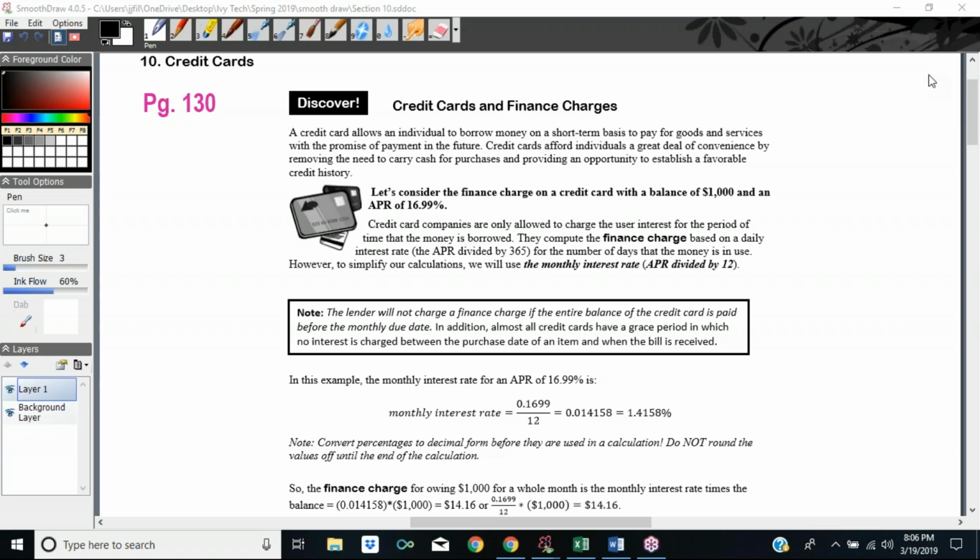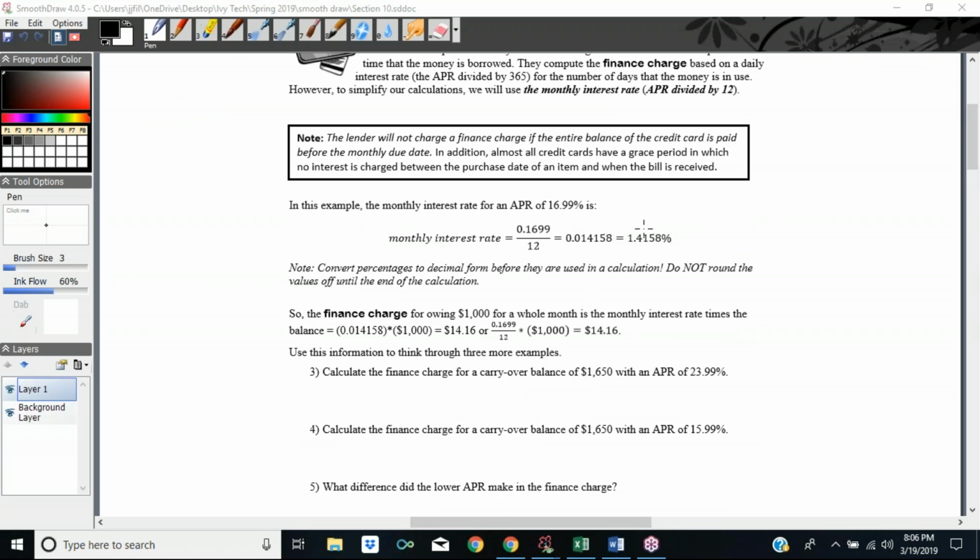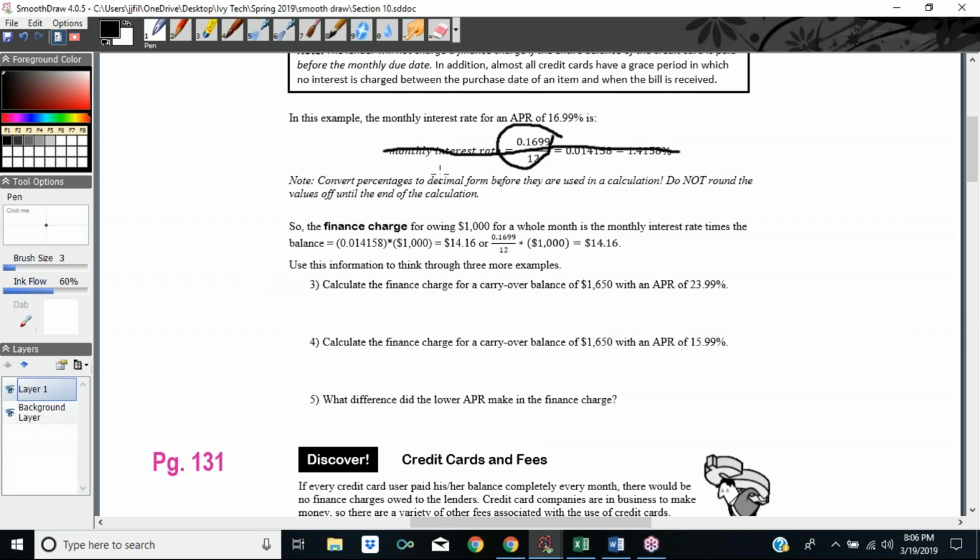So I don't want to really concern us with this part right here. I'm not too concerned with what the monthly interest rate is. You might have to make that calculation, but all you do is take the APR as a decimal and divide it by 12, because we're just going to put that right in our calculation. So it says here, make sure you convert the percentage to a decimal when you do these.